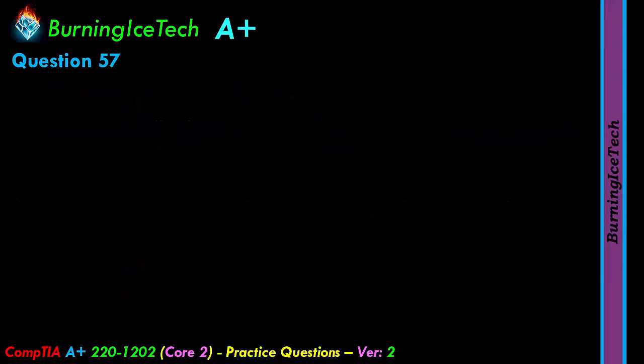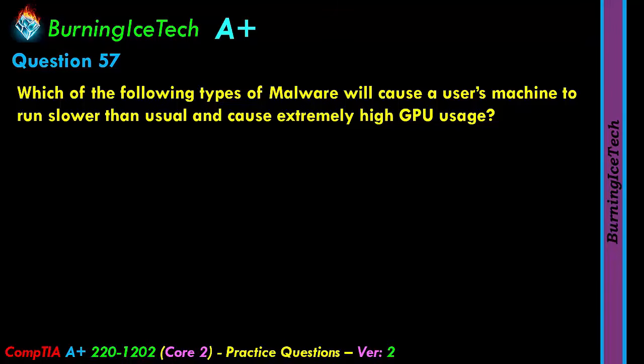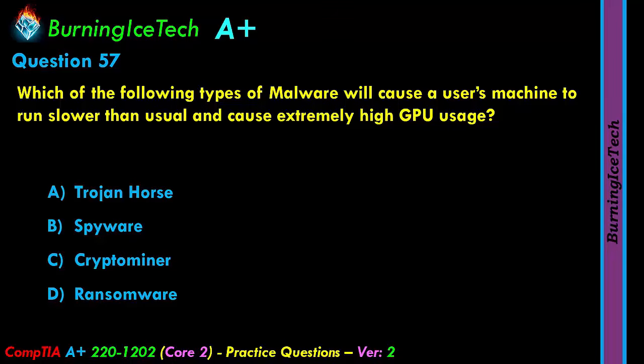Question 57. Which of the following types of malware will cause a user's machine to run slower than usual and cause extremely high GPU usage? Not CPU, GPU, graphics processing unit. Is it a Trojan horse? No, a Trojan horse, remember, is something pretending to be one thing when in reality it's doing something else. In reality it's maybe stealing information while it's pretending to be a game or some sort of useful program. Nowhere here do we mention a program that's pretending to be one thing while it's doing something else. No, not a Trojan horse.